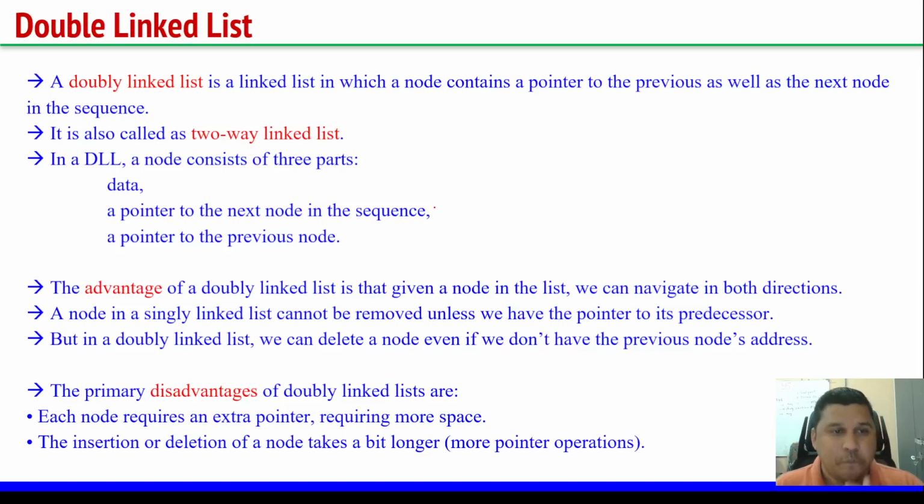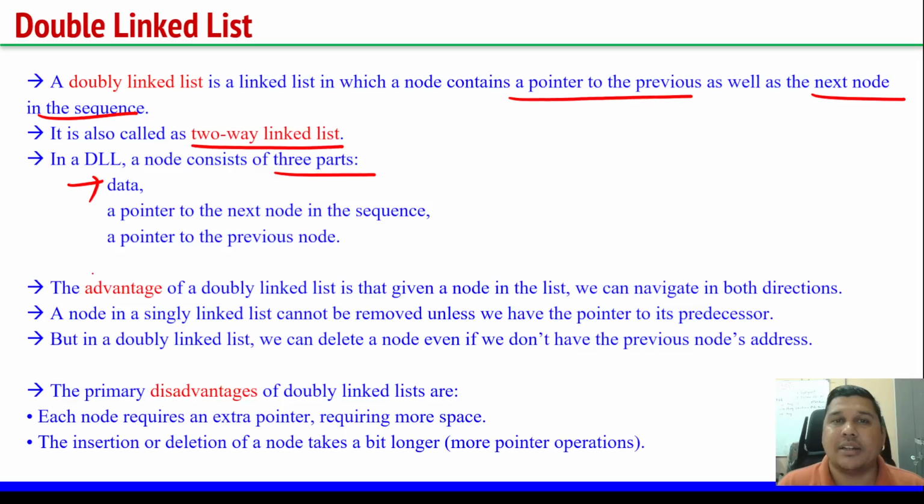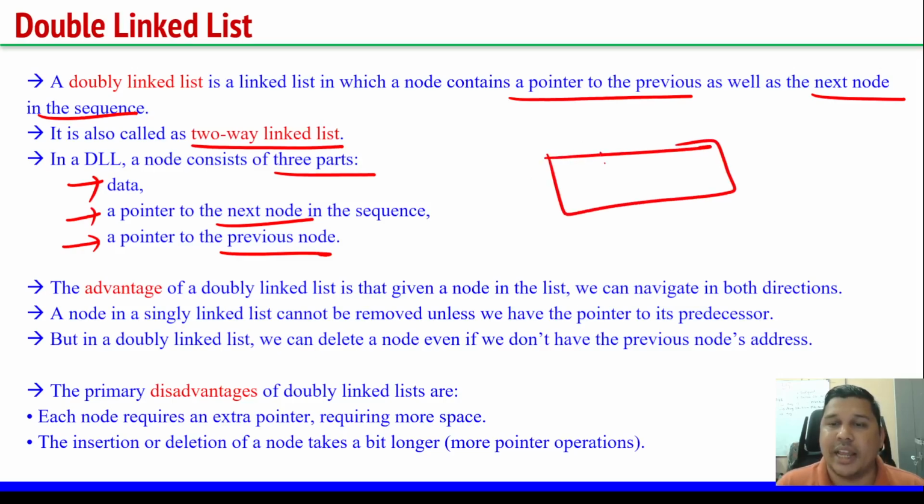So let us delve into the double linked list concepts. That's what we discussed. A double linked list is a linked list in which a node contains a pointer to the previous as well as to the next node in the sequence. It is also called a two-way linked list. It has 3 parts. One is the data part, next is a pointer to the next node, and another one is a pointer to the previous node. Like this, we will have 3 parts in a node.